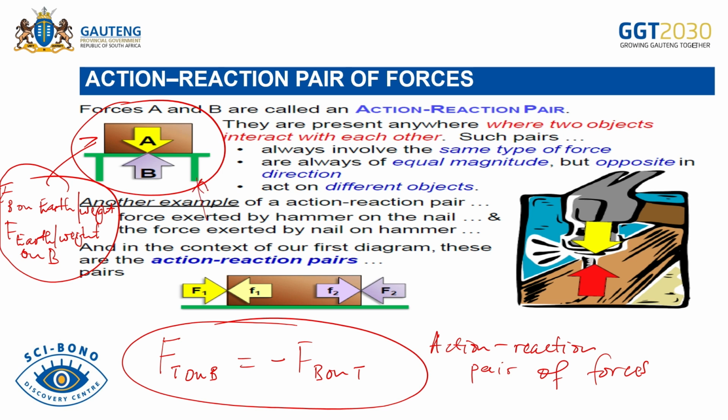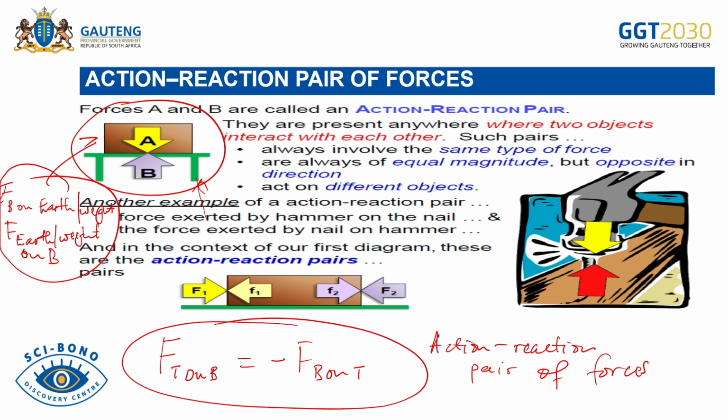Same with the table. If they say draw a free body diagram indicating all the forces acting on the table, one of the forces that will be there will be the non-contact force, which is your gravitational force. So there's a force exerted by the table on Earth. It goes together with the force exerted by the Earth on the table. So that is another example of an action-reaction pair of forces.